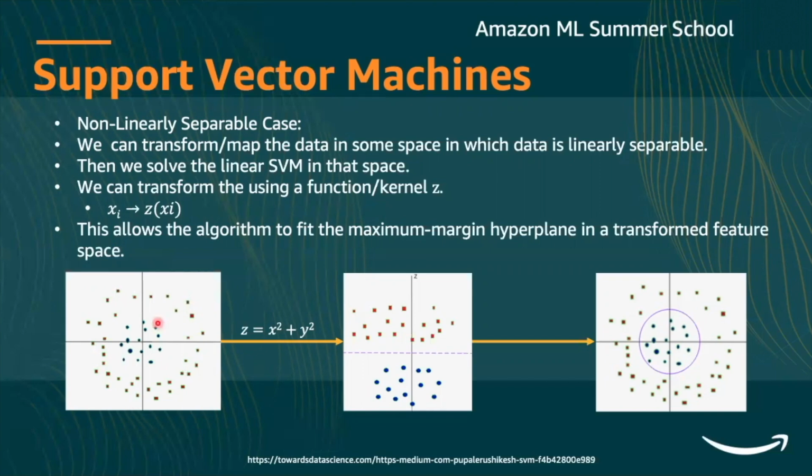However, you can do something clever. You can transform this data into polar coordinates, using x squared plus y squared. In this polar coordinate space, this data set is separable, as you can see here. Then you can draw a line, and you can use an SVM in this space. If you turn it back to the original space, this line corresponds to this circle. So this is known as transformation using a function, or a kernel. You transform xi into some z of xi, a z space in which the data set is linearly separable, and you perform an SVM.